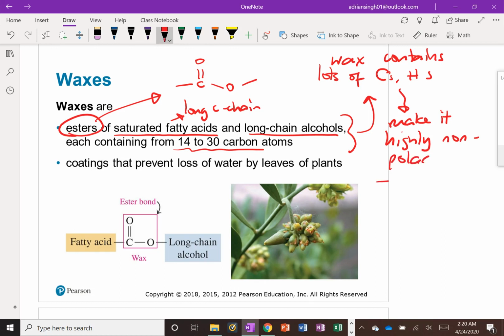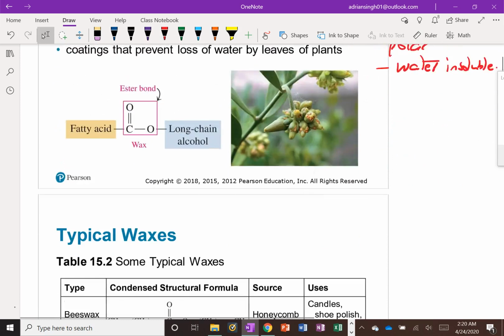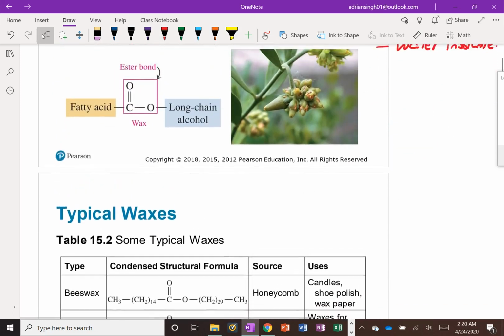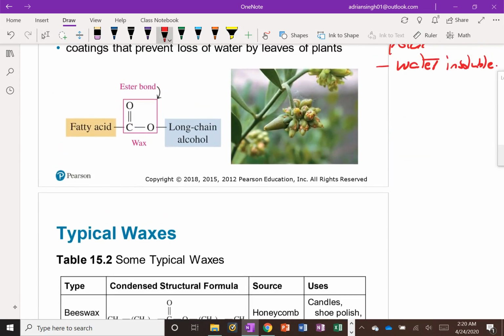Which again means that it would be water insoluble. It's not going to dissolve in water. And if you think about where you use waxes, for instance, to protect your car, it just repels the water. So a wax would contain an ester bond, that's this region here, that links a long chain carboxylic acid, a fatty acid, to a long chain alcohol.